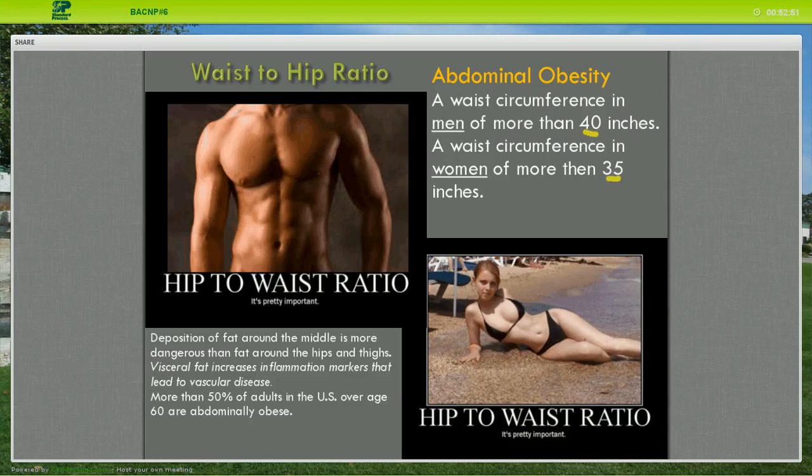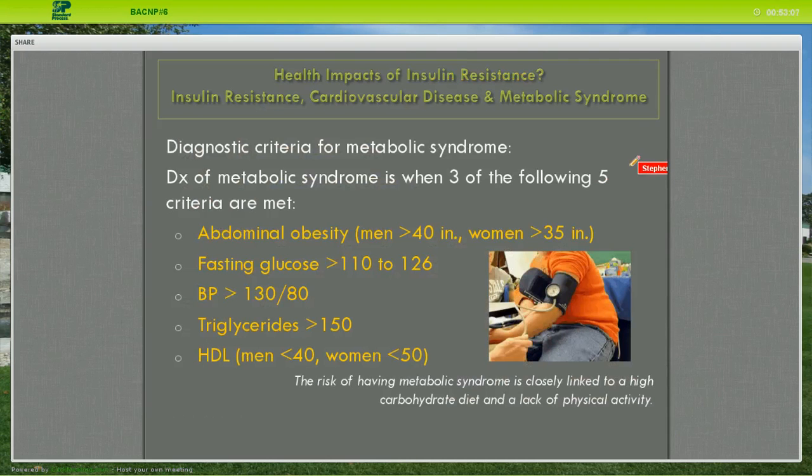When we see that enlarged waist or hip-waist ratio, we know that there are more inflammatory markers that lead to vascular disease. And the problem is that about 50% of adults are abdominally obese, which is leading us to metabolic syndrome, which is sort of what has been termed pre-diabetes. And metabolic syndrome is a diagnosis that's given when a person meets 3 of the following criteria. So if they have that increase in abdominal obesity, if their fasting glucose is over 110, if their blood pressure is over 130 over 80, or if their triglycerides are over 150.